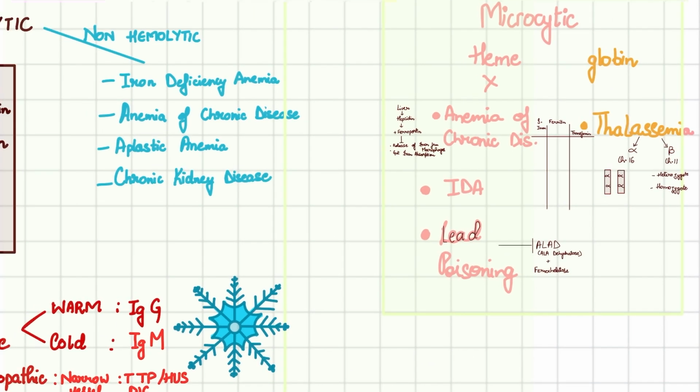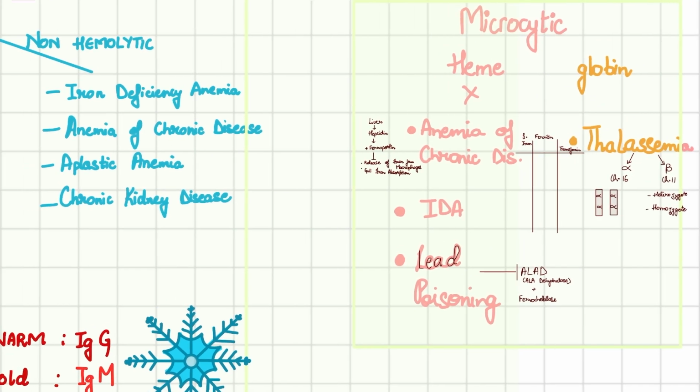Then moving on to the next, we'll talk about microcytic anemia. Now, again, if we think of red blood cell, it has got hemoglobin. Hemoglobin has heme and globin chains. Heme is the part where we have got iron. So, of course, if there is iron deficiency anemia, you'll have problems with the heme formation and there will be microcytic anemia. Another thing is anemia of chronic disease.